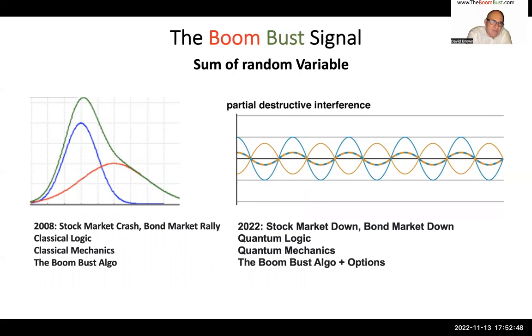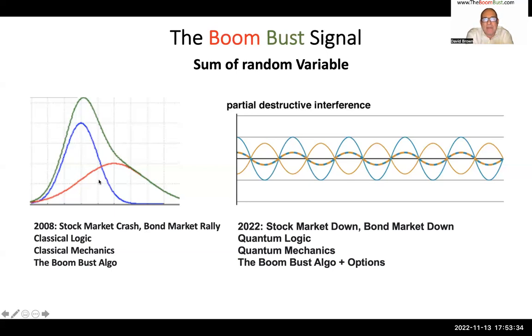If you look on the left side of the screen, at the 2008 crisis, for example, the three lines could be the momentum of the equity and the bond market rally or crash. In classical mechanics, in this case, there is no interference between the bond and the stock market, simply because there is negative correlation between the two. The bond market is going up in price and the stock market is going down.